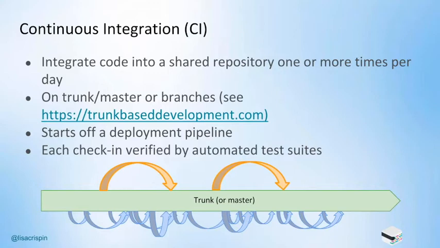So just a few terms for those who may or may not know this, and if you already do, I appreciate your patience. Continuous integration, CI, is integrating code into a shared source code repository one or more times a day, hopefully many times a day. You can be doing this on the trunk or master, all working on that, or you could be doing branch-based development. I'm not going to get into that, but I recommend the website trunkbaseddevelopment.com to learn about it. This is going to kick off some kind of deployment pipeline, and each check-in is hopefully going to be verified by automated test suites.